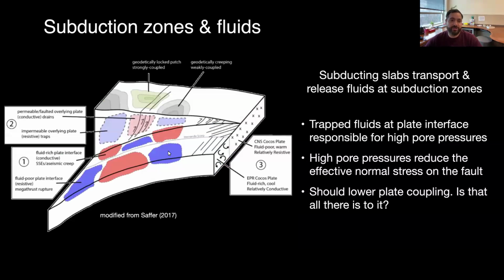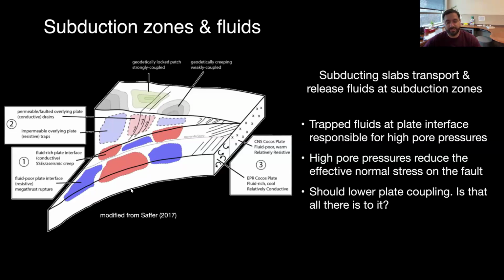I also wanted to show this figure because it gives you a sense of how traditionally we like to hypothesize what might be going on. This is modified from a figure Damien Saffer published some years ago. The first order idea is that where we have fluids trapped at the plate interface is maybe where we have aseismic creep or lower plate coupling, whereas where it is dry, or where fluids are able to escape either through the upper plate or weren't there when the subduction occurred to begin with, maybe those are regions that are going to be less overpressured and therefore more coupled.